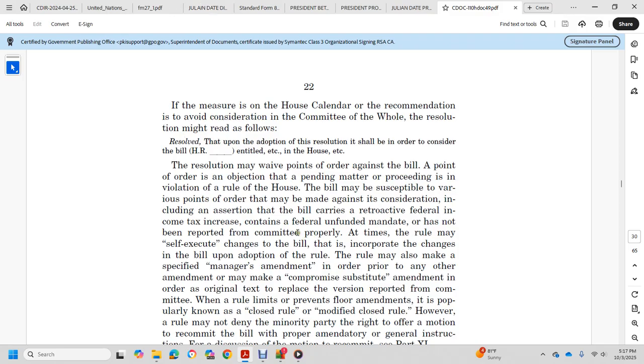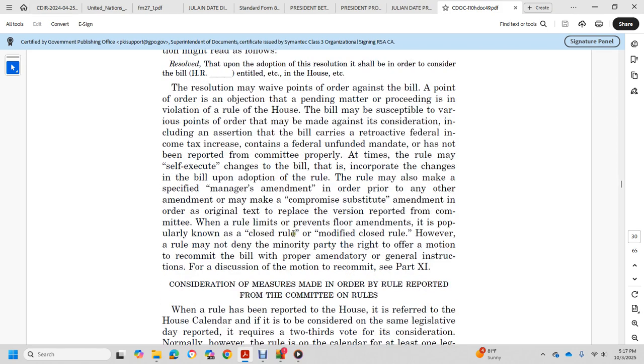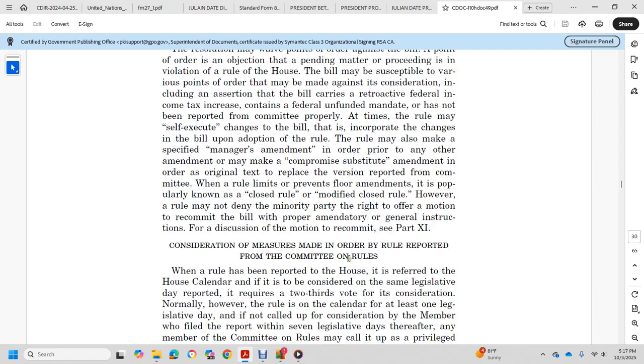The amendment replaces the version reported from the committee. When the rule prevents floor amendments, it is properly known as a closed rule or a modified closed rule. However, the rule may not deny the minority party the right to offer a motion to recommit the bill, and the motion may not contain mandatory or general instructions. Part 11: consideration of a measure making an order of a rule reported by the Committee on Rules.